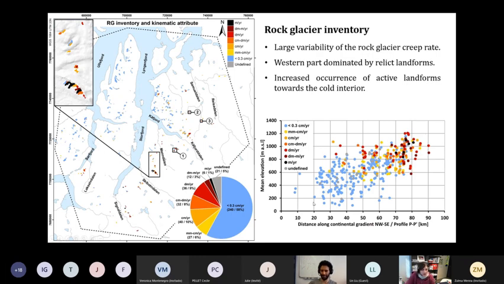And if you map along a profile that is running from west to east, you see also the different trend in elevation and this trend in terms of relict to active landform when it's cold, because it's colder in the interior. Basically, there is still permafrost in the interior, while the western part is mostly non-permafrost today.